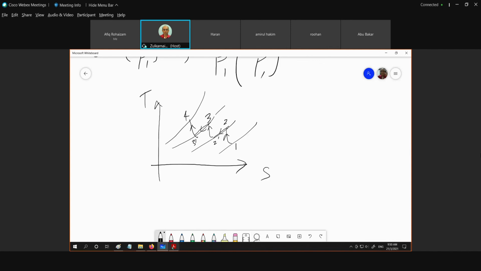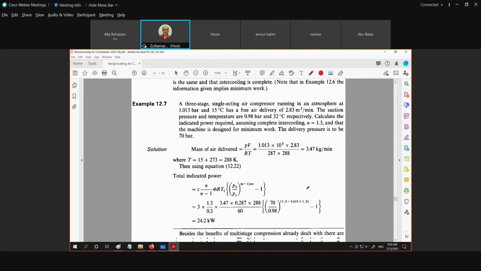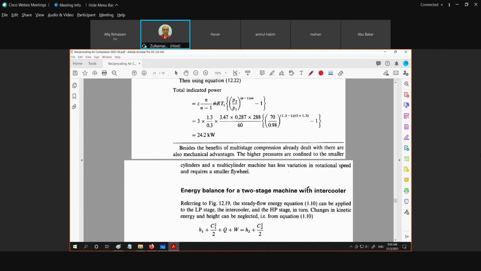Okay guys? So this is the work yang kita dapat. Ini dia gunakan formula yang saya kata saya tak nak hafal lah. It's up to you lah. Nak guna formula ni pun boleh. It's no problem. Okay, I think that's it for today.